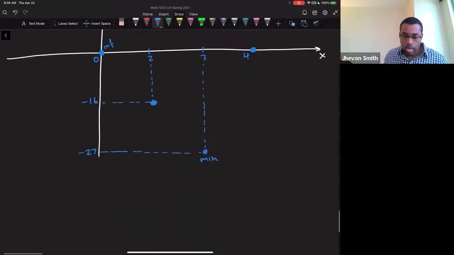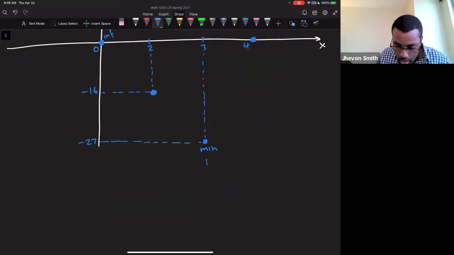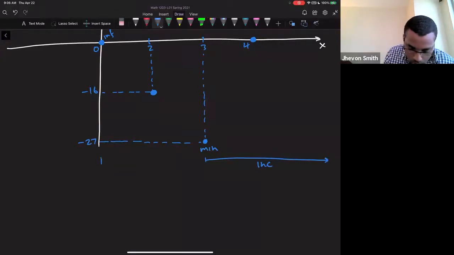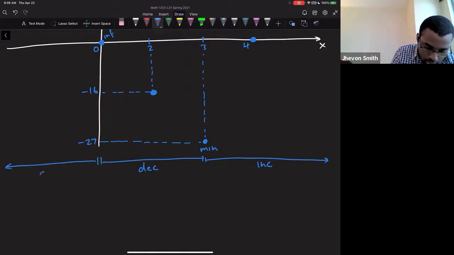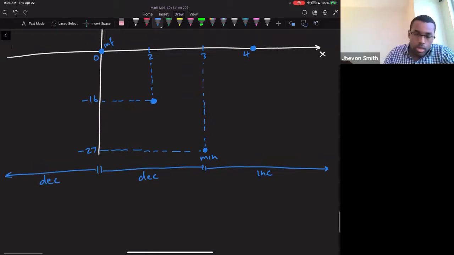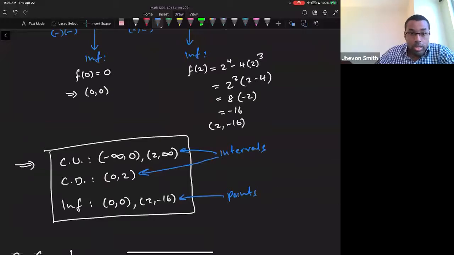So here, I know that from here forwards, I am increasing. From 0 to 3, I am decreasing. And from 0 going back, I am decreasing. All right, cool. The other intervals we'd put in are intervals of concavity.